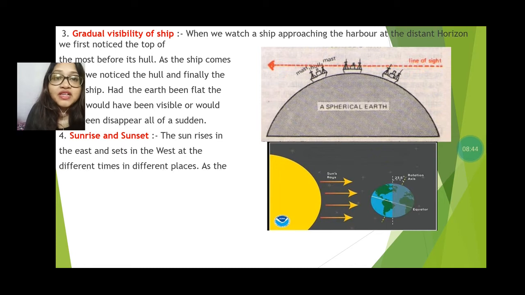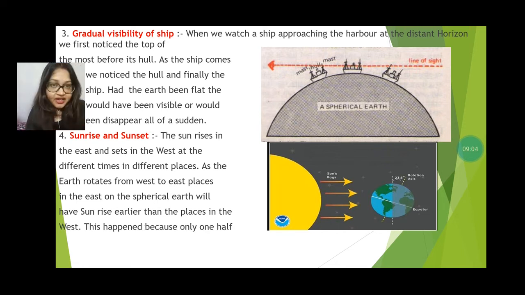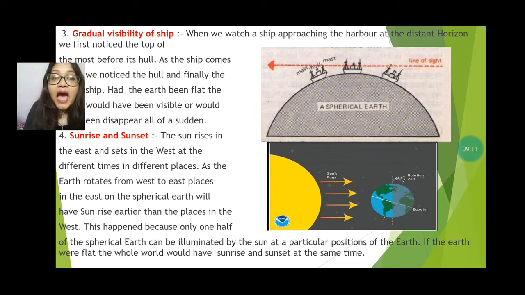Okay. Next one is the sunrise and sunset. You know that the sun rises in the east and sets in the west at different times in different places. Because the earth rotates from west to east, the places in the east on the spherical earth have sunrise earlier than the places located in the western part of the country. This happens only because one half of the spherical earth is towards the sun, and on the opposite side, obviously, there is night time. So this is totally opposite, as you can see in the picture.